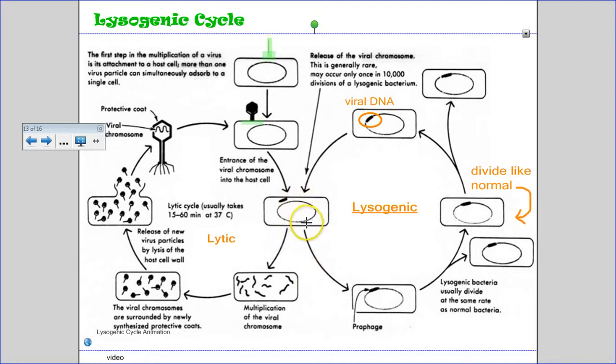So in the lysogenic path, this is, oh goodness, that's really super thick now. I'm really sorry.